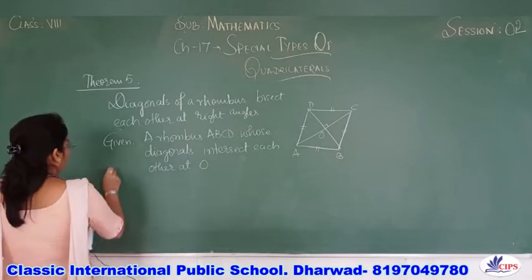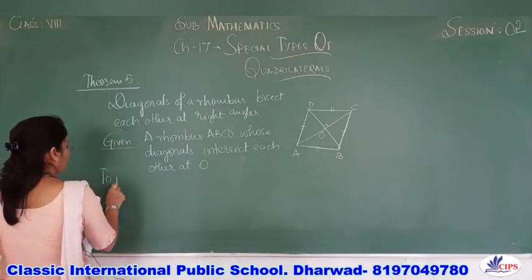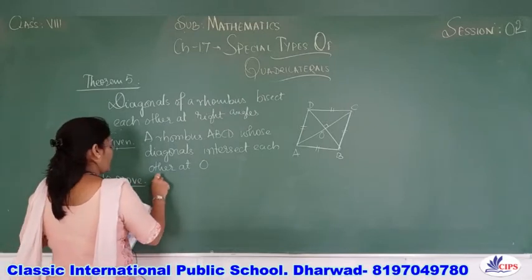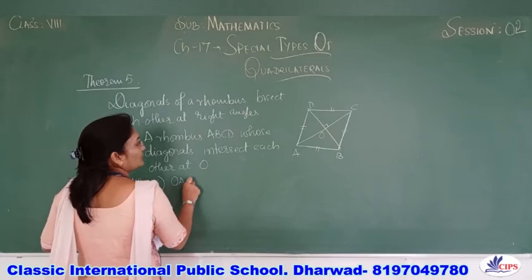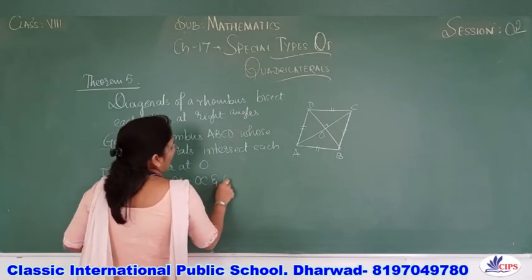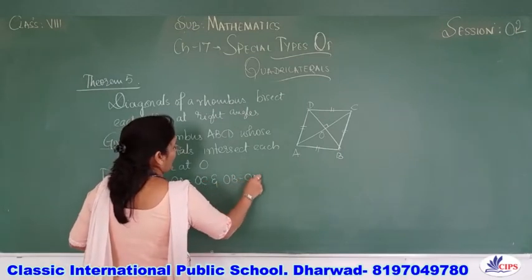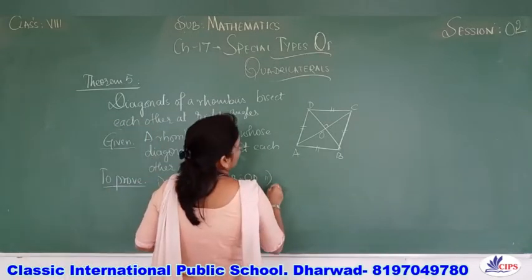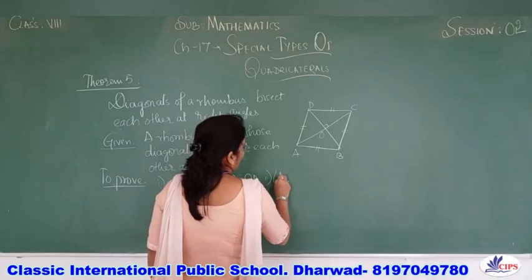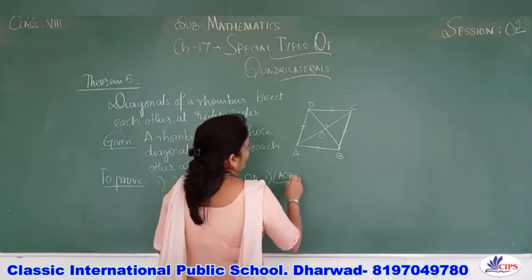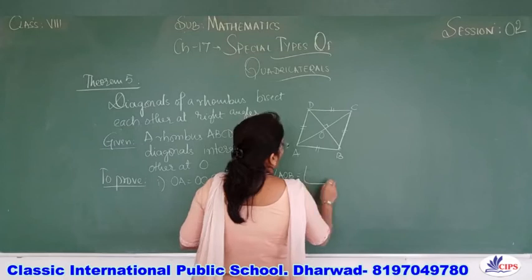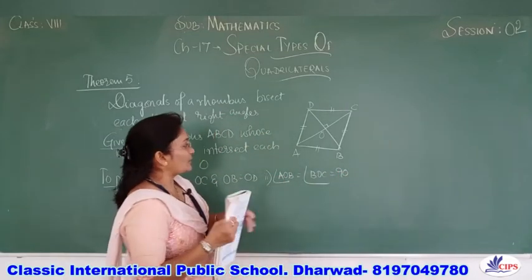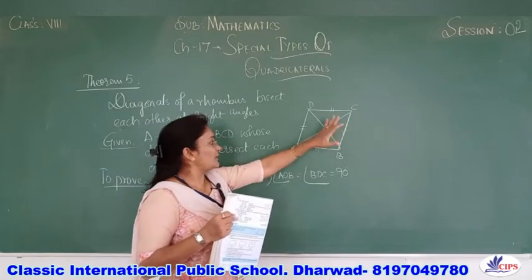Next, what we need to prove? We have to prove that first one, OA is equal to OC and OB is equal to OD, and we have to prove that angle AOB is equal to angle BOC is equal to 90 degree. So here both the angles are equal to 90. So by this only we come to know by the diagram.